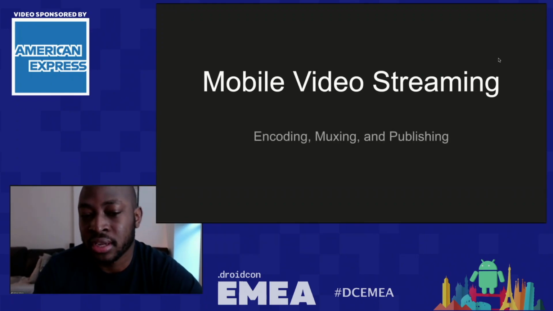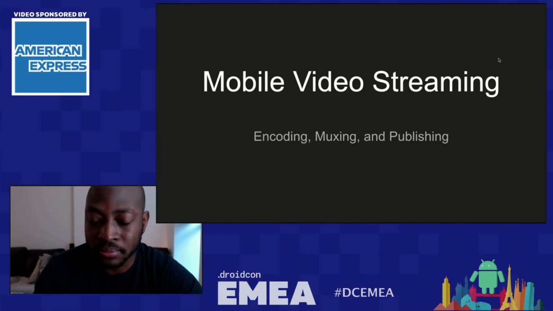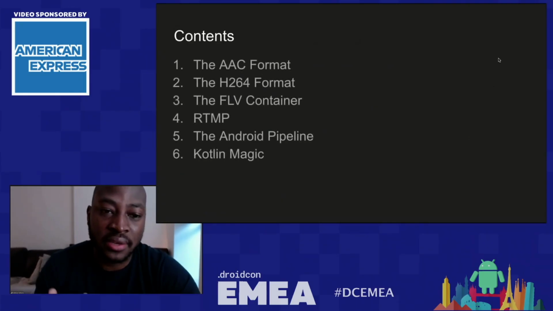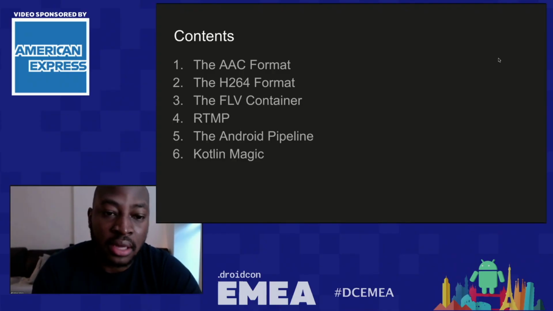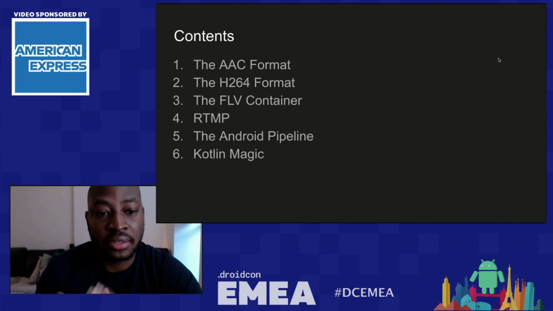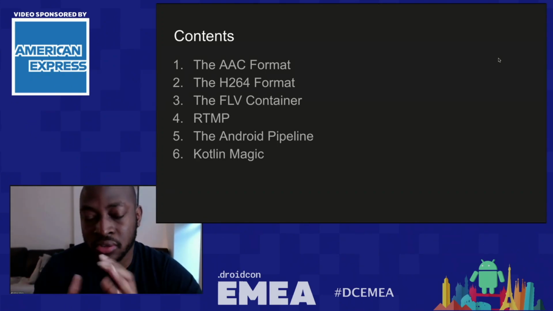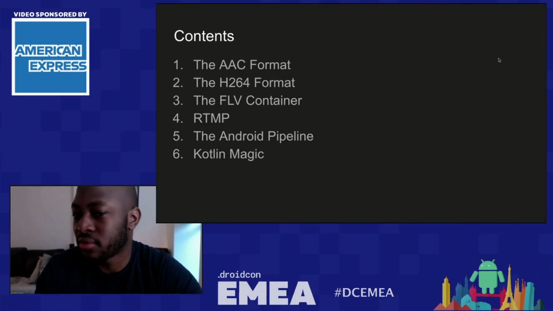What we're going to cover is encoding, muxing, and publishing. All right, so let's talk about our contents. You're going to see a couple of acronyms here, AAC, H264. Don't worry too much about them. We're going to touch over it lightly. But as far as what you can expect from this talk, we're going to talk about the AAC format very briefly, the H264 format quite a bit in depth, an FLV container, RTMP, the Android pipeline to make all these things possible, and Kotlin magic, because after all, this is an Android conference, and we really love Kotlin nowadays. But let's talk about ways Kotlin actually makes some of these things really easy.